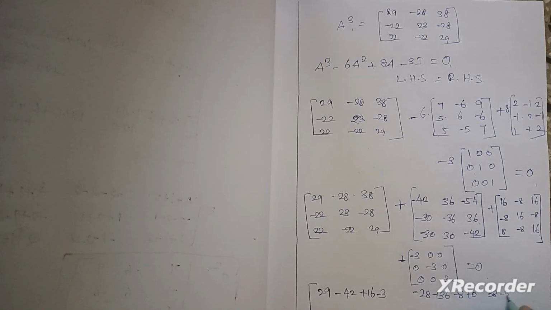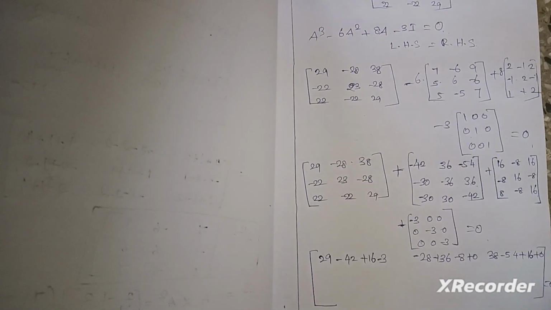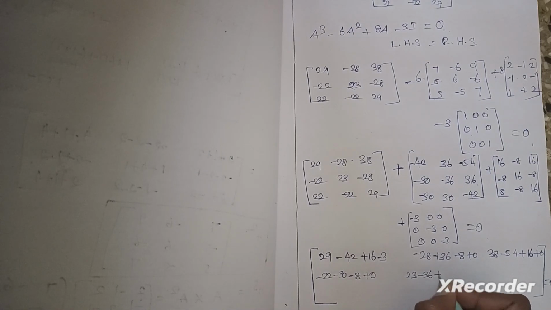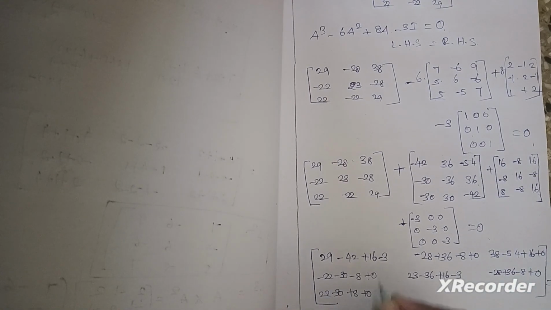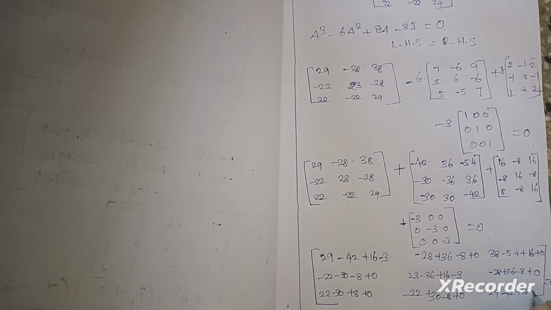Next, 38 minus 54 plus 16 plus 0 equal to 0. Equal to 0. So next, minus 22 minus 30 minus 8 plus 0. 23 minus 36 plus 16 minus 3. Minus 28 plus 36 minus 8 plus 0. 22 minus 30 plus 8 plus 0. Next, minus 22 plus 30 minus 8 plus 0. Next, 29 minus 42 plus 16 minus 3.